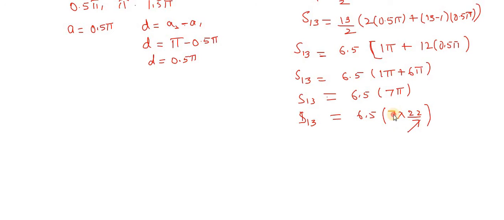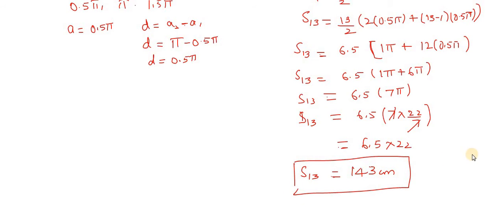So 7 and 7 get cancelled. So that is 6.5 into 22. What is 6.5 into 22? 6.5 into 22 is 143. 143 centimeters. So this is the answer. I hope all of you understood.